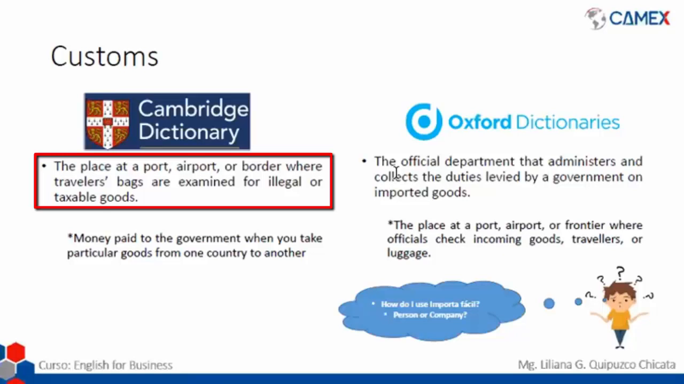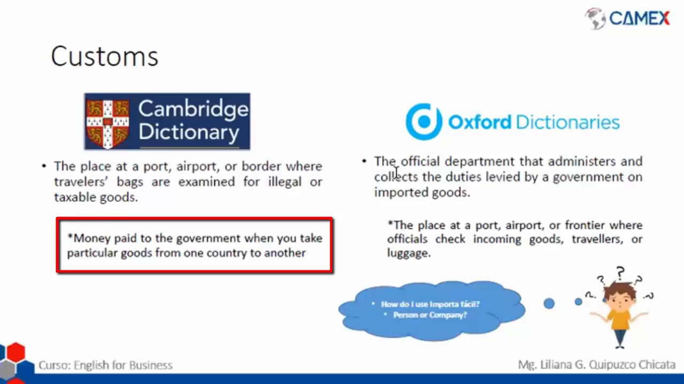go out of a country, where your bags, if you are the person who's traveling, are going to be examined for maybe illegal goods that you are bringing in, or maybe taking out. In this case, for example, bringing in could be some medicines that are prohibited, and going out would be if we're talking about drugs. Okay. Also, for Cambridge Dictionary, customs is the money that is paid to the government when you take your goods from one country to another. So this could be like we could say import duties that we usually pay.